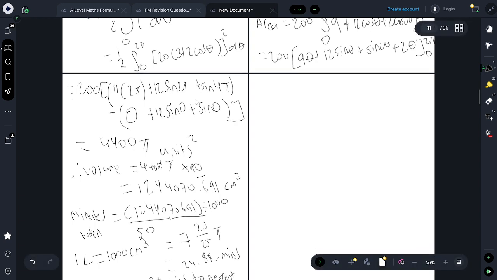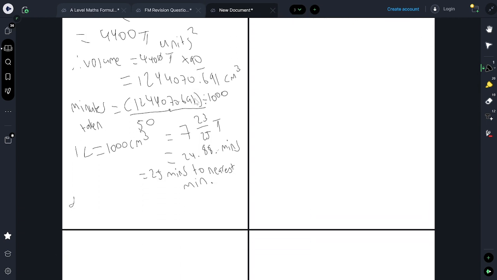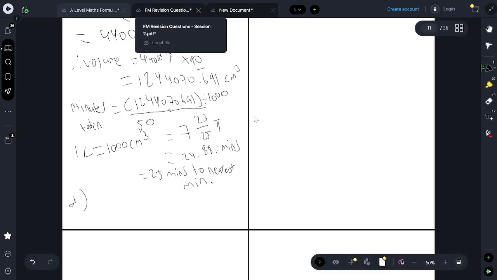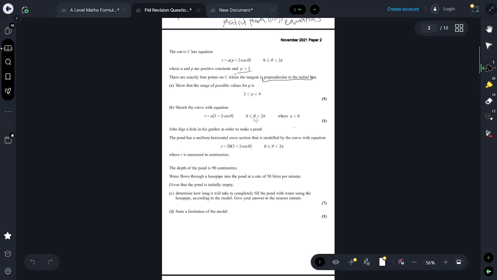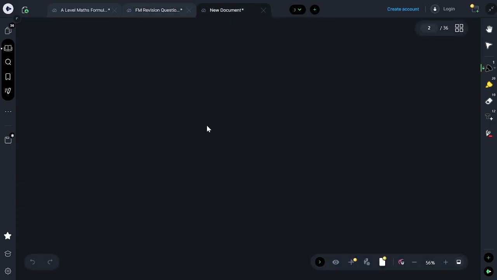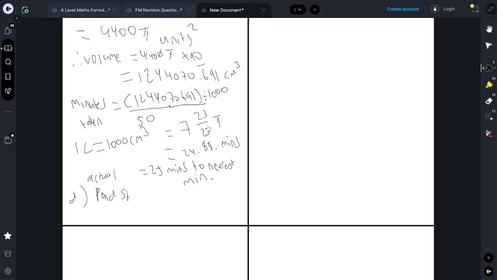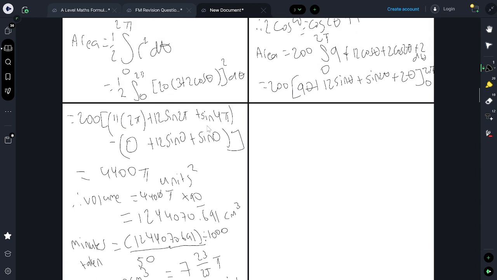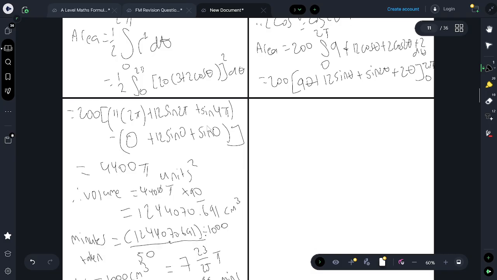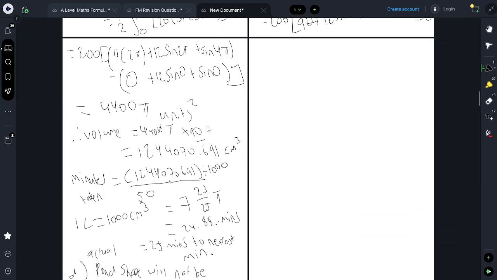And then obviously part D, a silly little limitation question, typical with modelling. So you could just say stuff like, well, the actual pond shape will not be exactly the shape of the polar curve. The model is idealistic, and it will not be perfectly that shape.